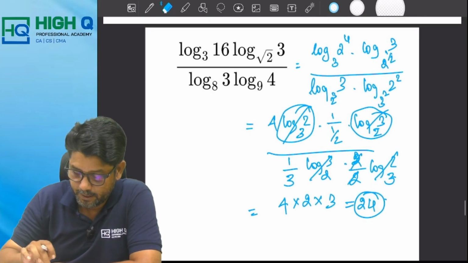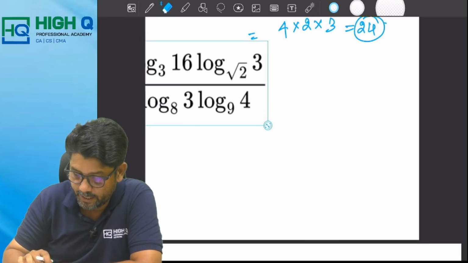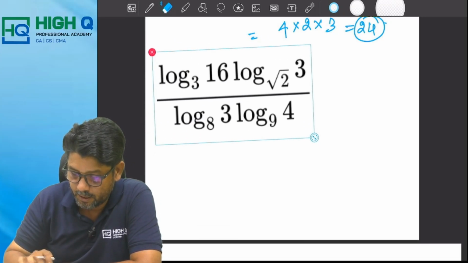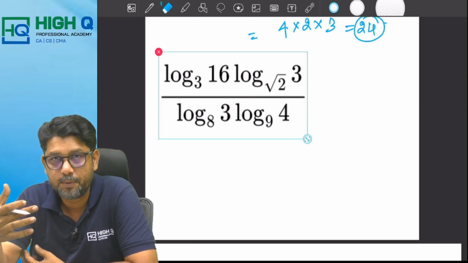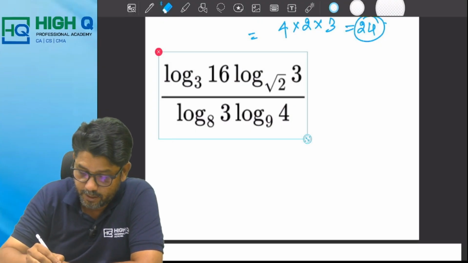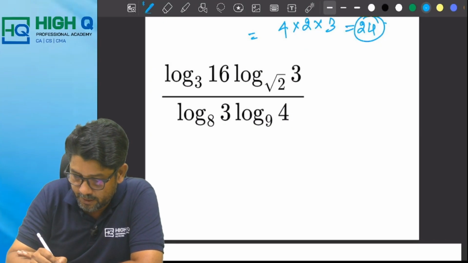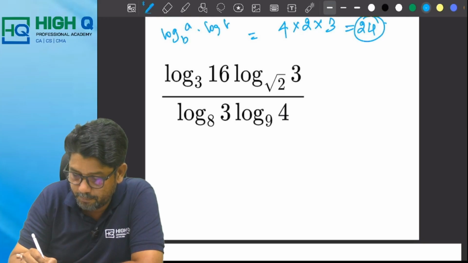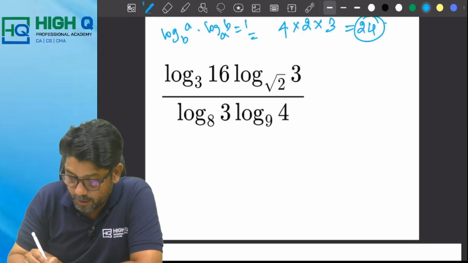Or the same problem can be done like this also. Now look at this, my dear. If you want to do it directly, how can you do it? I'll show you, because in the examination you may not have time to solve each and every step, right? So how to do it directly, sir? Nothing, my dear. Only you play with the index. See, remember, log a to the base b into log b to the base a, if you apply the change of base rule, it is equal to 1 only.